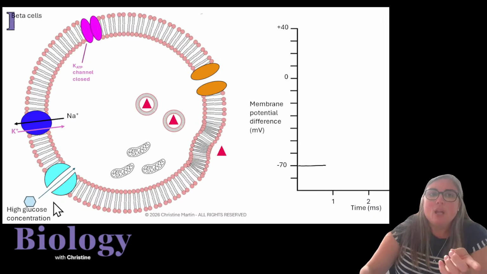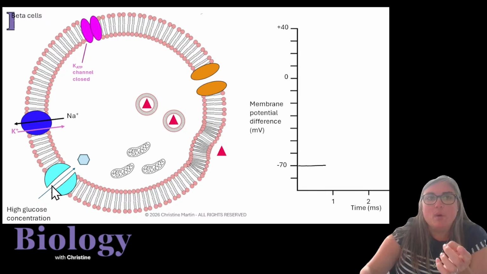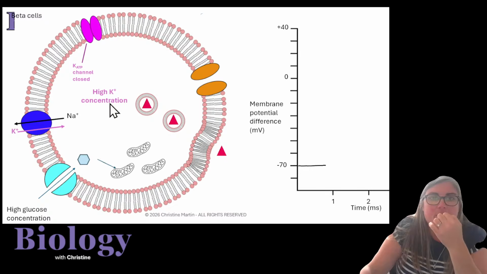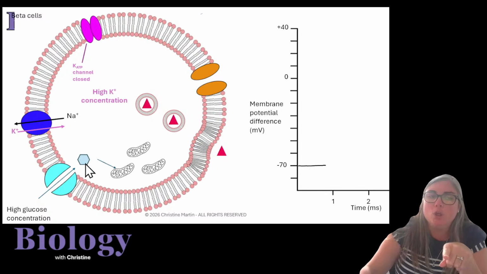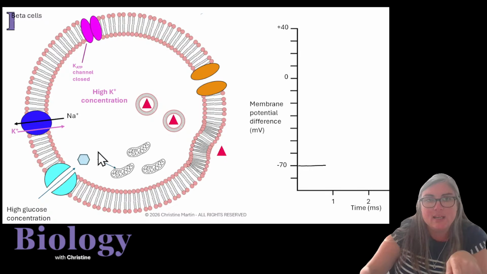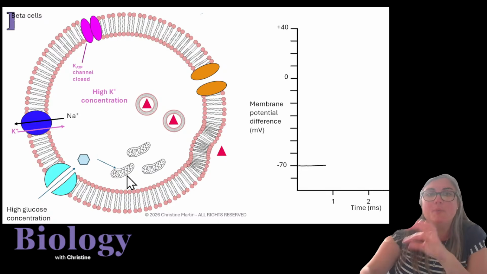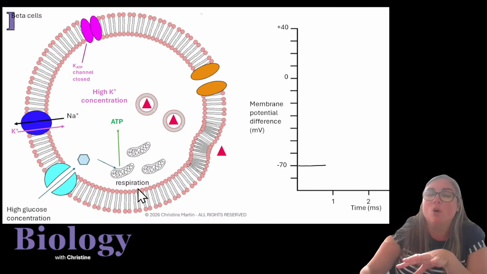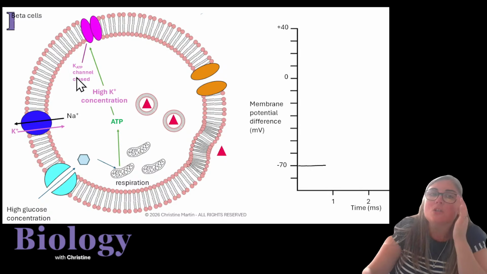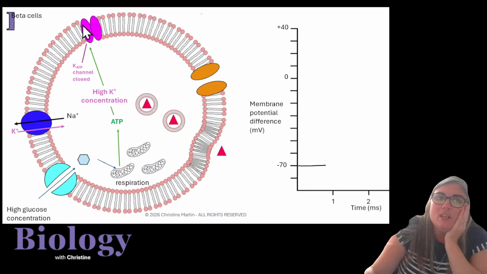So with high glucose concentration, glucose is broken down by glycolysis in the cytoplasm. Then we've got the link reaction, Krebs cycle and oxidative phosphorylation. We've got aerobic respiration happening. We therefore have ATP production. ATP will bind to the channel here. When it binds to the potassium ATP channel, it will close it.